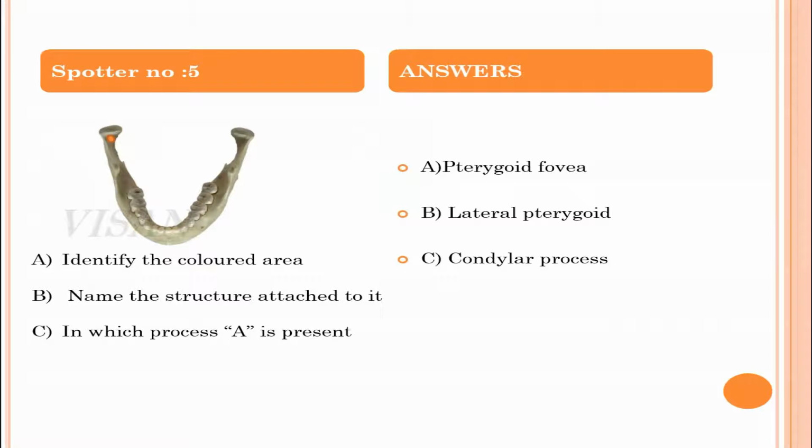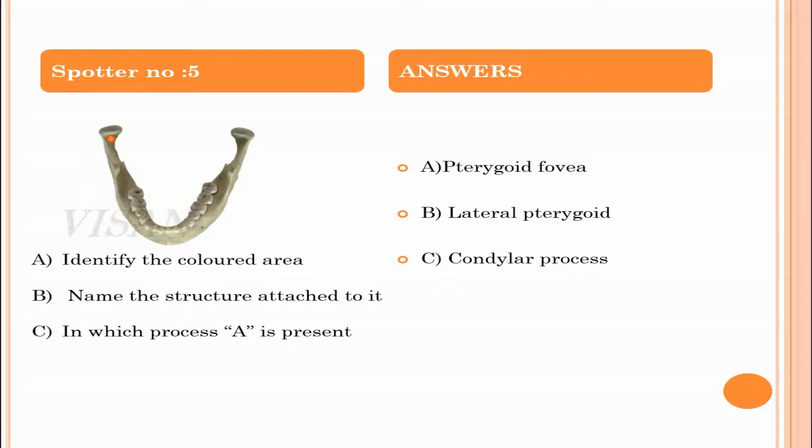Spotter number 5. The colored area is pterygoid fovea. Here you have to carefully notice that it is in the condylar process. So you should not write condylar process or head of the mandible. If at all you have doubt, always read the B question. The B subdivision will give you the answer. So name the structure attached to it. Structure in the sense some structure is attached.